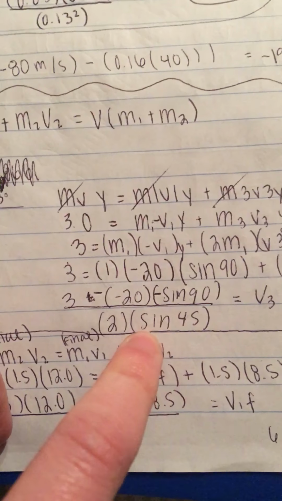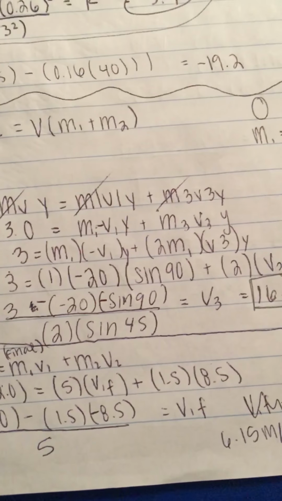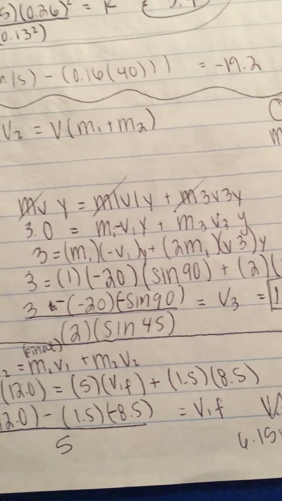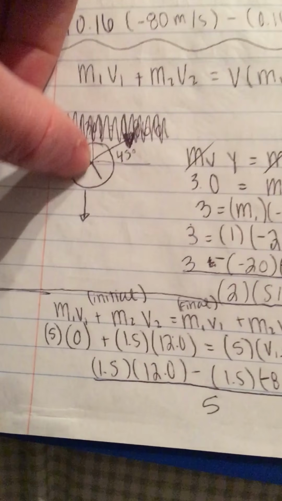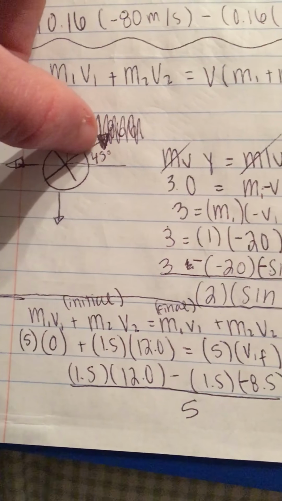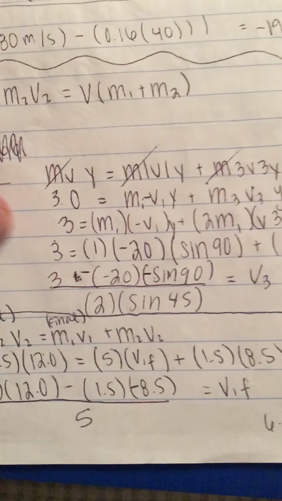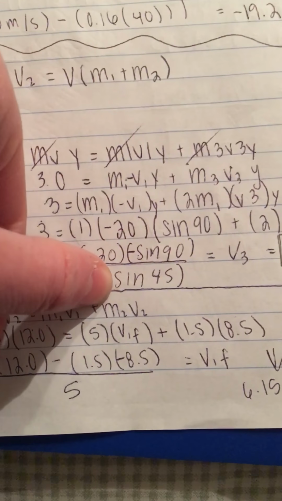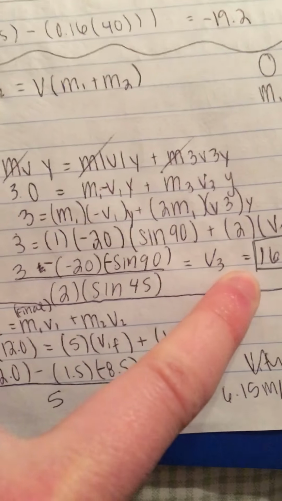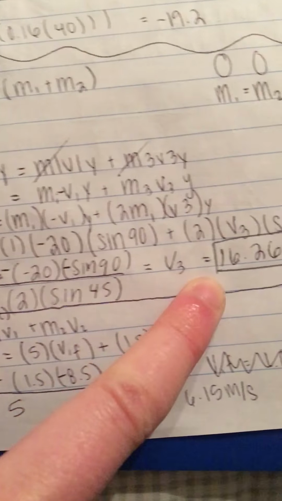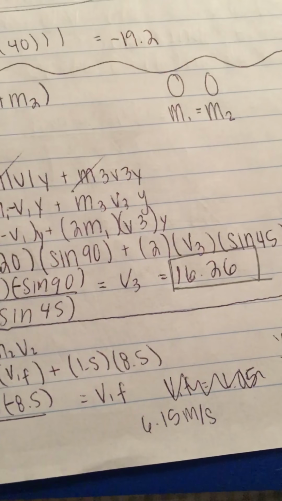And then sine 45 is what we used for the direction of the third piece, because it is 45 degrees above east, and we're trying to find the hypotenuse. So that's where the sine 45 came from. And then we're solving for V3 in the equation, and we get 16.26 meters per second because it is velocity.